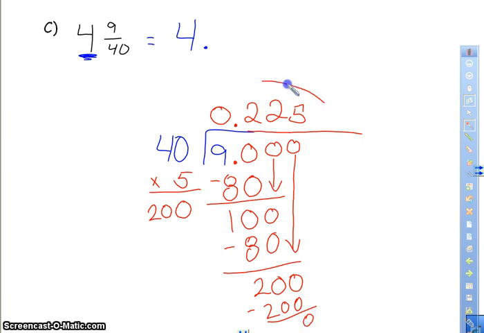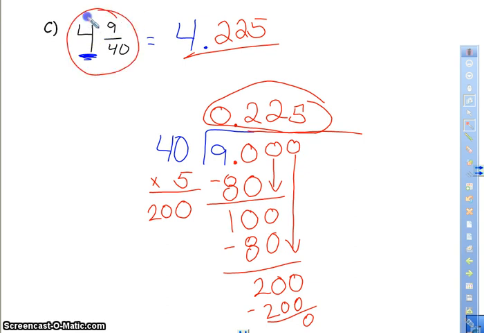Okay, now my answer is not 225 thousandths, it's 4 and 225 thousandths. We don't want to forget that 4 that goes in front of the decimal point. So somehow when you get done, you need to make sure that you refer back to the fraction and add any of those whole numbers that need to be added in order to make my answer fully complete.